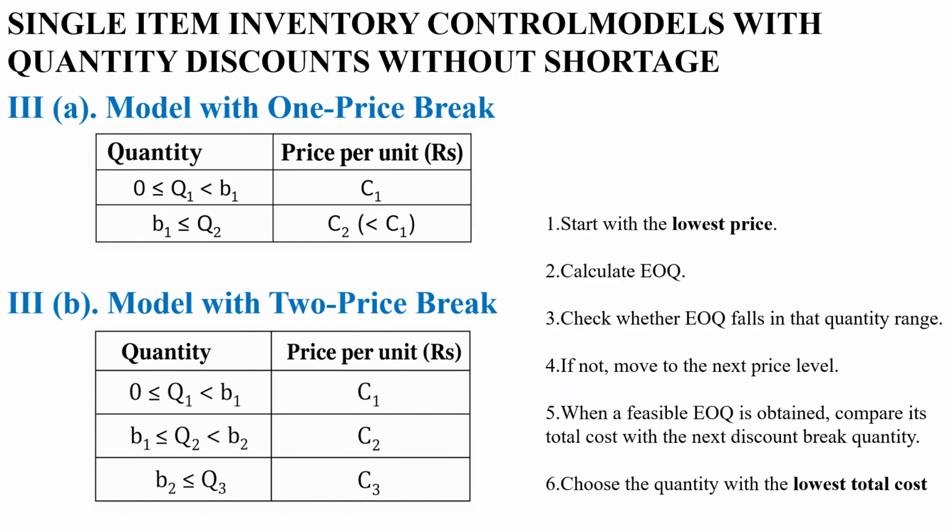Always start with the lowest price. Then calculate the EOQ and check whether the EOQ falls in the quantity range. If not, move to the next price level. And when a feasible EOQ is obtained, compare its total cost with the next discount break quantity. Then choose the quantity with the lowest total cost.